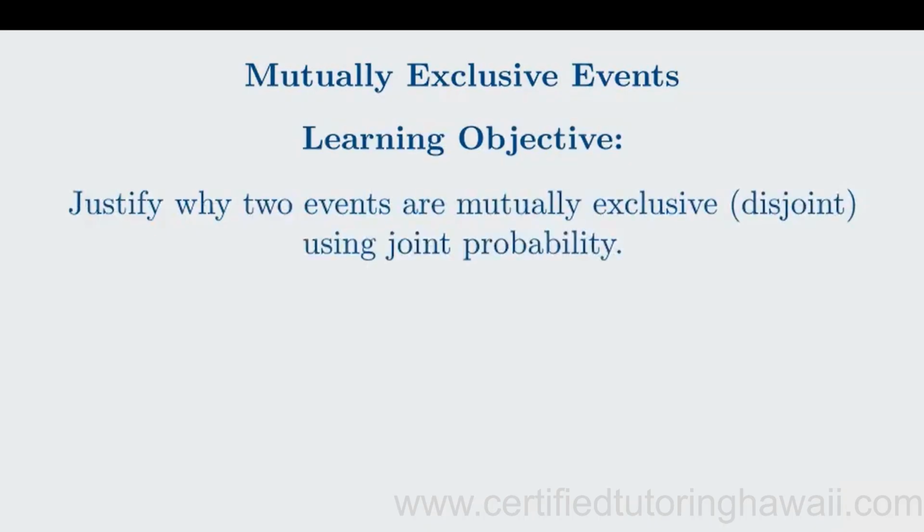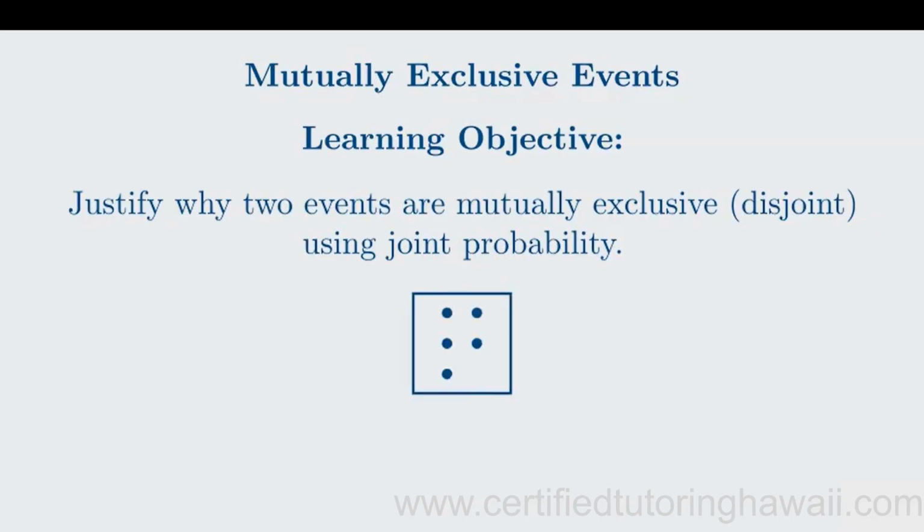Today, we are diving into a fundamental concept in probability: mutually exclusive events. By the end of this lesson, you'll be able to define what it means for events to be disjoint and use mathematical notation to prove it. Let's start with a simple real-world scenario.